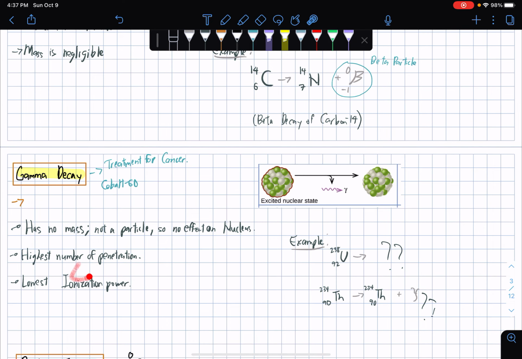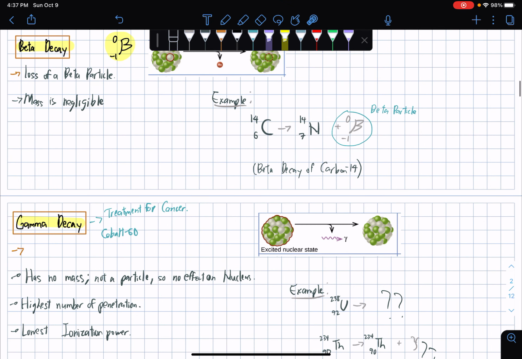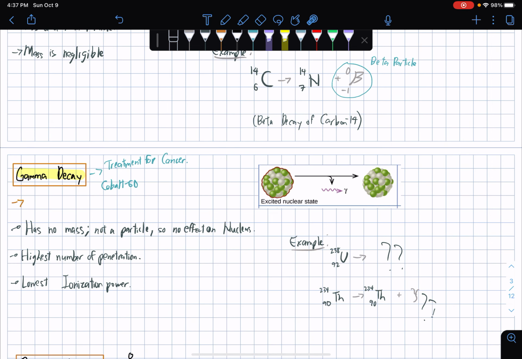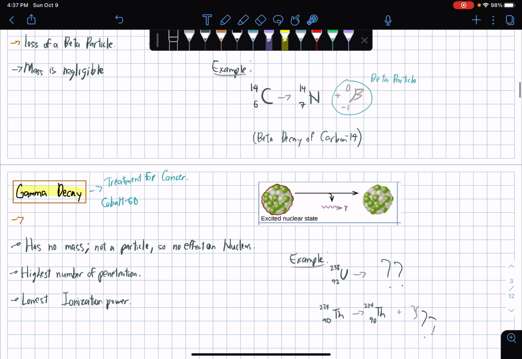Gamma ray basically has the opposite of what alpha decay offers. Gamma decay is basically the opposite of alpha decay in the sense that if alpha decay has the lowest penetration strength, gamma decay would have the highest penetrative strength. And the alpha decay would have the highest ionization power. The gamma decay would have the lowest.